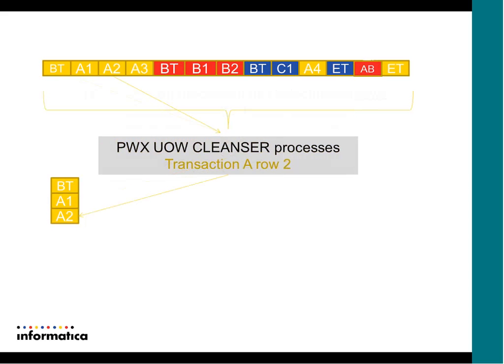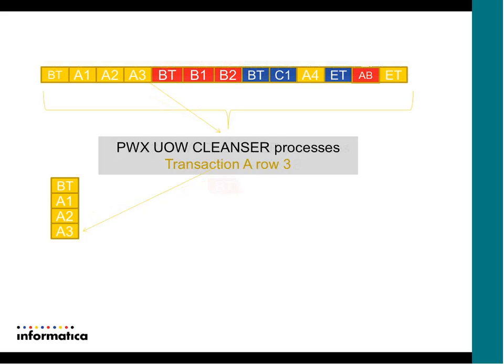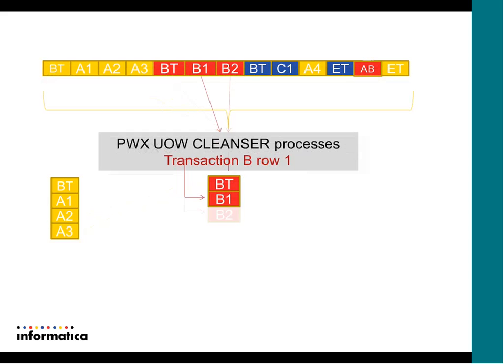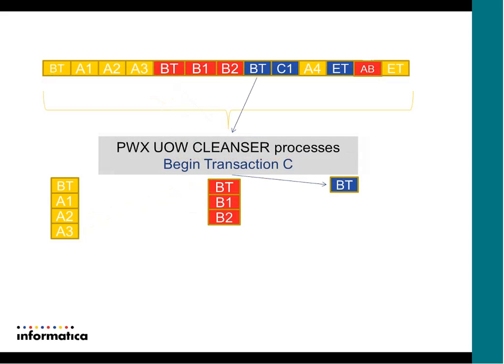As the UOW cleanser reads this database log, it buffers transaction A, and then it sees the begin transaction for transaction B, so it creates a separate buffer for it, begins processing it, and we keep buffering. Once again, as the UOW cleanser processes this database log, it has passed nothing on downstream to PowerCenter yet. All it's done is buffer the records as it collects them from the collector.